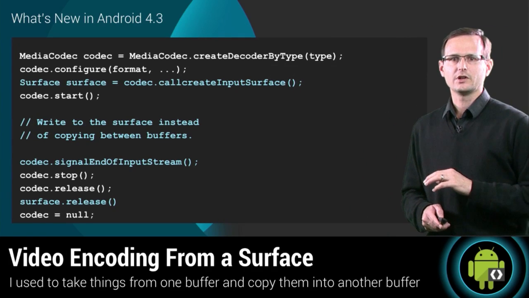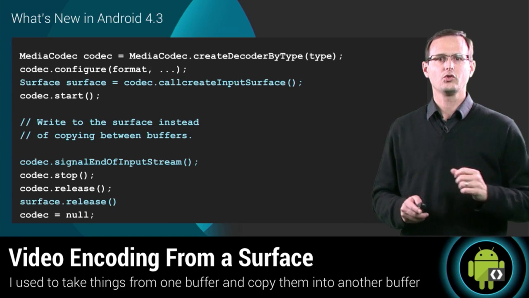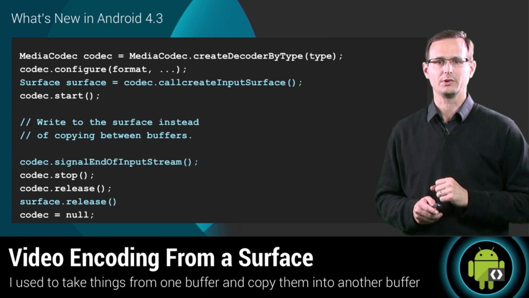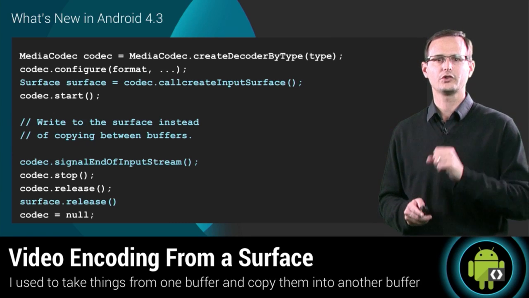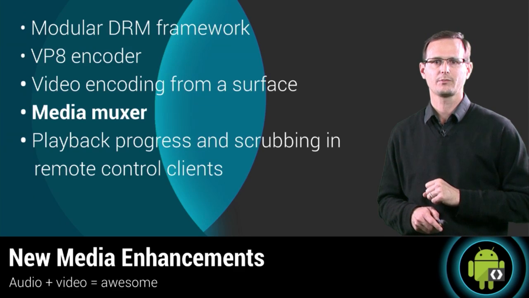To use a surface as the input to an encoder, call configure on your MediaCodec object, followed by a call to createInputSurface to receive the surface upon which you can stream your media. To begin encoding, call start on the MediaCodec, and when done, call signalEndOfInputStream to terminate the encoding before releasing the surface.